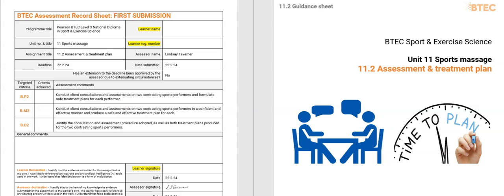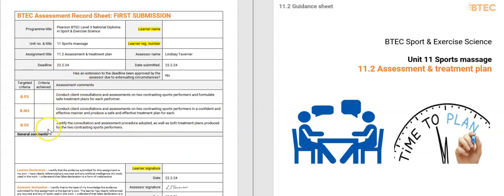Remember, these two assignments blend into each other the way we're going to do it. We're going to do everything about client one in both assignments and everything about client two in both assignments. But let's look at the actual assignment two. So on the left here, we've got the assignment brief and the assessment record. So obviously this you'll have seen before.